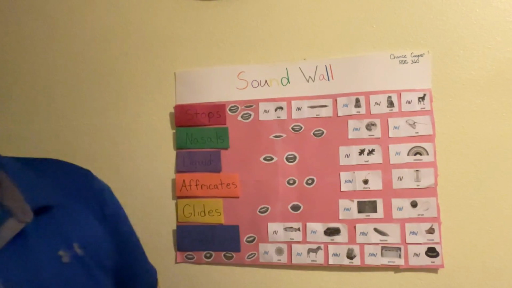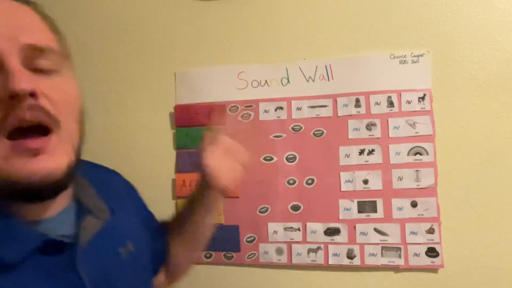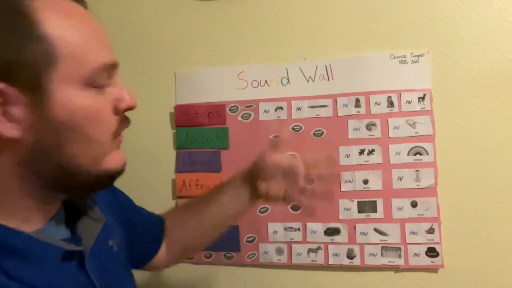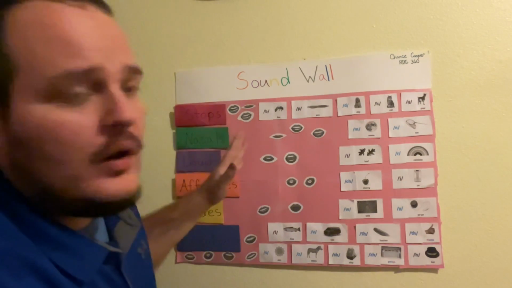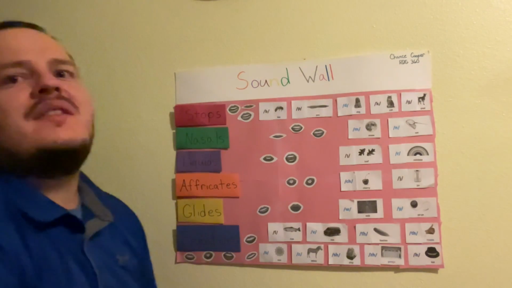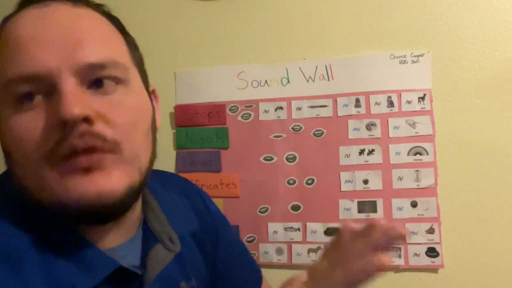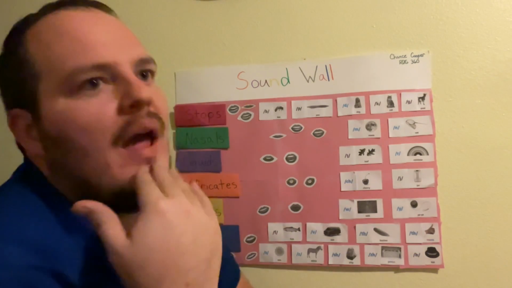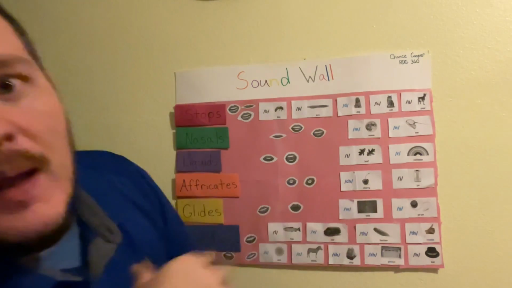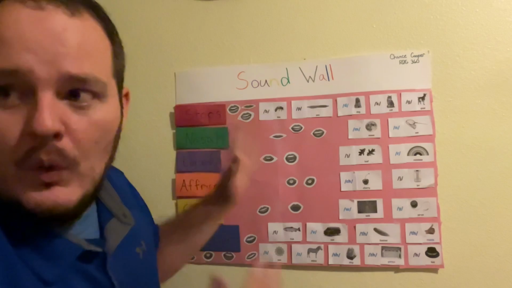Instead of being in alphabetical order, like the normal alphabet goes, the word wall goes off of how you say it. It goes off the sounds it makes from the mouth and how you say it. We'll go over it in a second, and you'll understand a little bit more. But that's pretty much what it is.